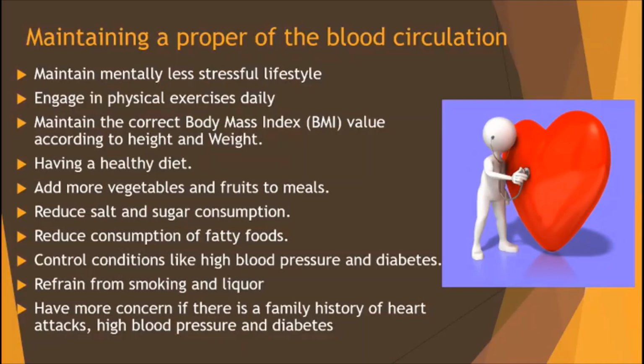On the other hand, we have to care about our diet. We should have a healthy diet. Here we have to eat more vegetables and fruits, reduce salt and sugar consumption, and it is better to lower the consumption of fatty foods. Controlling conditions like high blood pressure and diabetes is also good for our blood circulatory system.